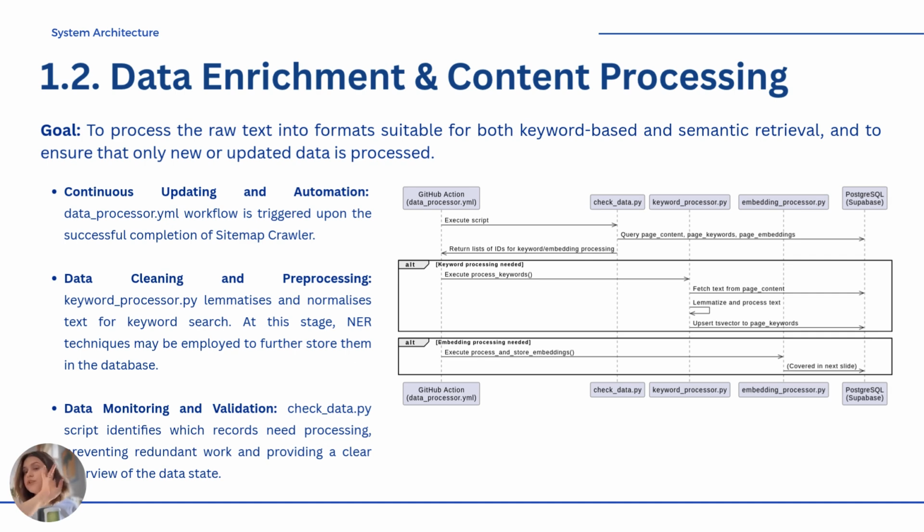Then the content enrichment pipeline automates processes, ensures data quality, and includes monitoring. It's triggered by a GitHub action, the script called check data. It identifies pages needing update. For keywords, we have a keyword processor script that handles lemmatization and normalization, while the embedding processor creates vector representations for semantic search. And this method promotes efficient processing with traceability and minimal redundancy.